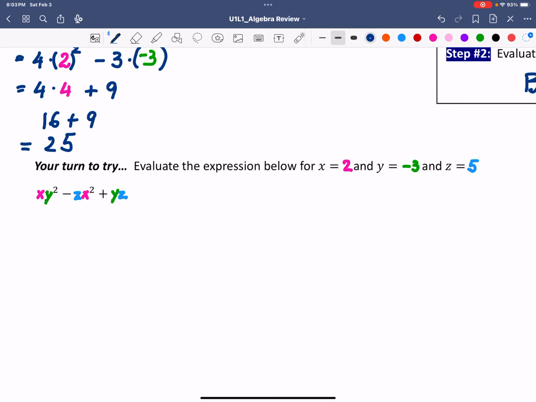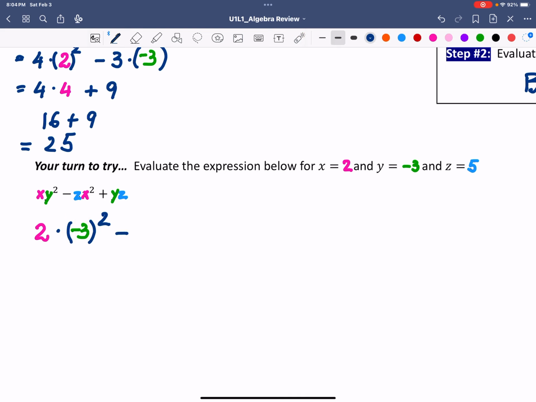So let's get started. x is 2. It's multiplying y, which is negative 3, to the power of 2. Now be very careful here. We have to keep negative 3 in brackets and bring it to the power of 2, because when the base is negative, the value of the exponential number can be either positive or negative. So the safest way to do this is by keeping the base in brackets.